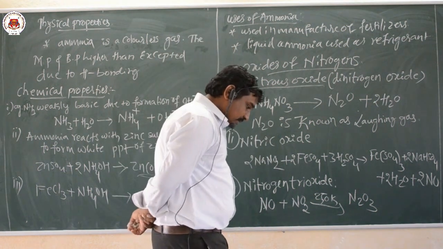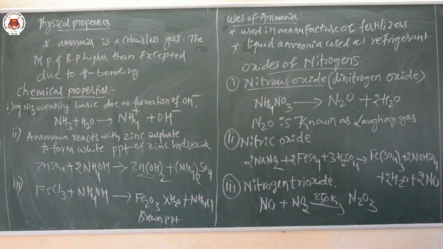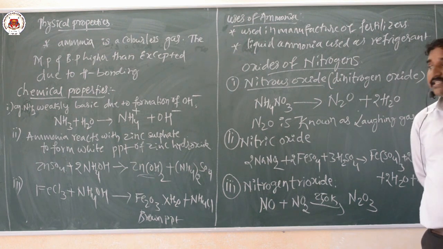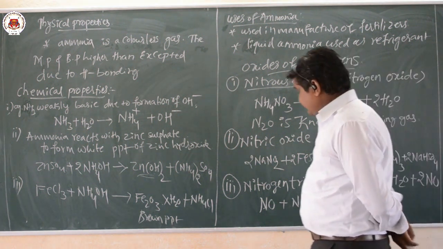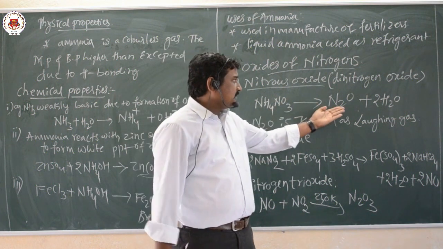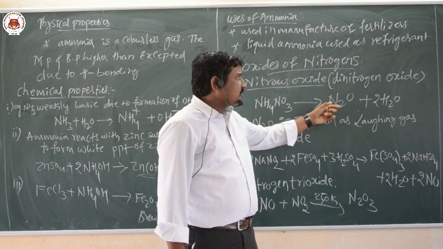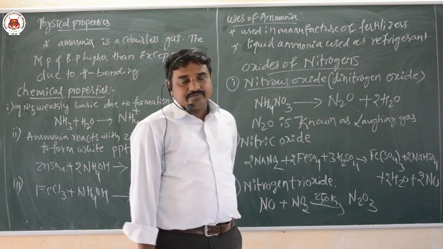So next is oxides of nitrogen. The first one is nitrous oxide, and it is a laughing gas. Ammonium nitrate undergoes decomposition, and there is a formation of nitrous oxide, N2O. This is a laughing gas. So from ammonium nitrate there is a formation of laughing gas, nitrous oxide. N2O is known as laughing gas.